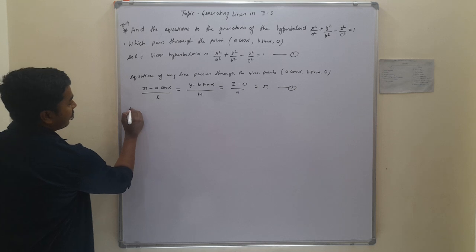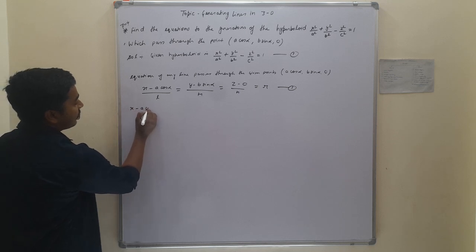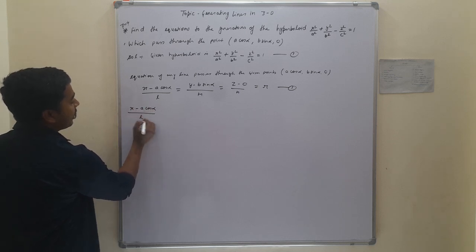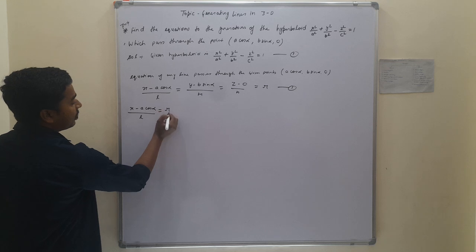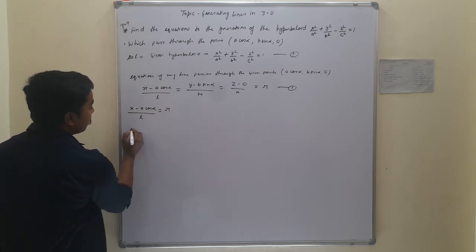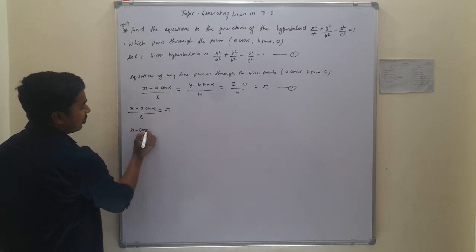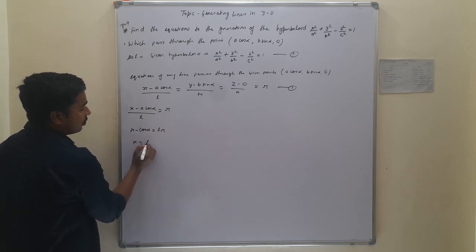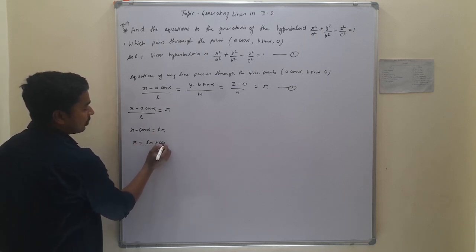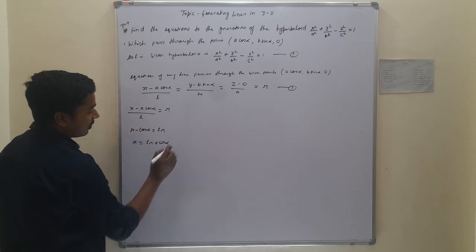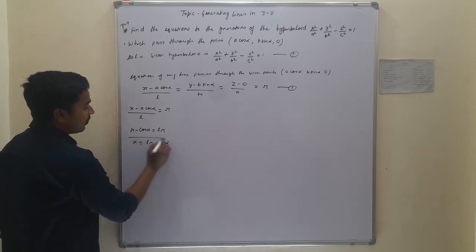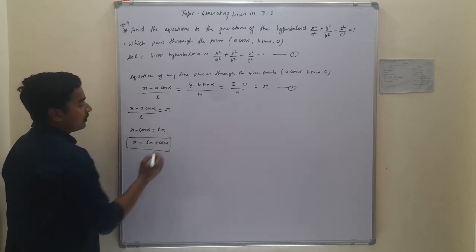So first, x minus a cos alpha upon l is taken equal to r. Multiplying by l, this gives x minus a cos alpha is equal to lr, and x is equal to lr plus a cos alpha, taking the minus a cos alpha to the right hand side. This is the value of x.